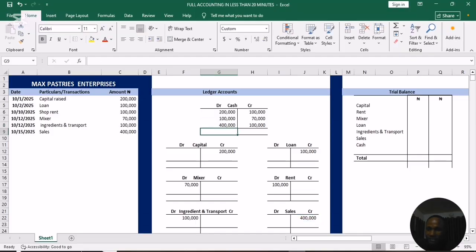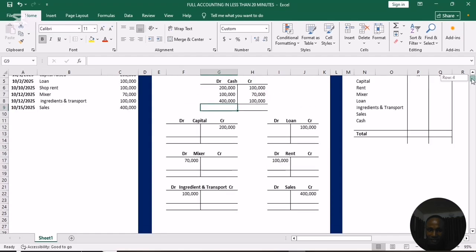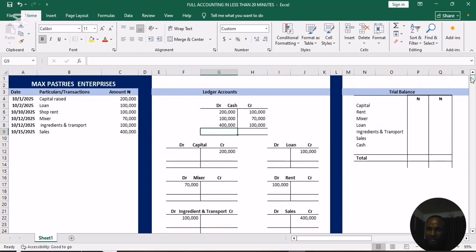So we're done with the ledger, as we can see. All our ledger accounts are set. Basically every transaction is meant to have its own account. Now let's total what we have in each of the ledger accounts.